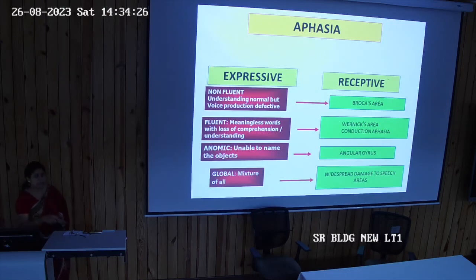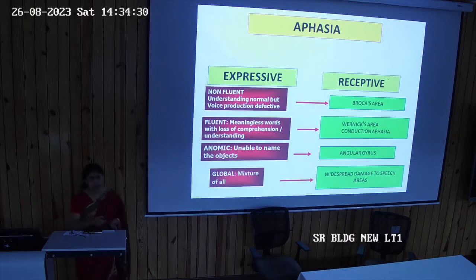Motor aphasia, because it is affecting what area? Broca's area, and Broca's area is responsible for motor activities. Wernicke's area, sensory aphasia. And if both are involved, it is global aphasia.